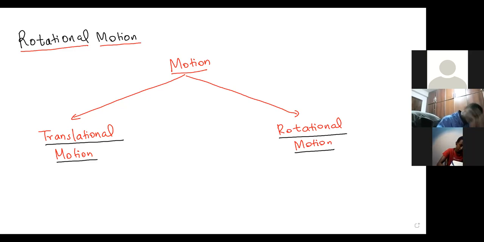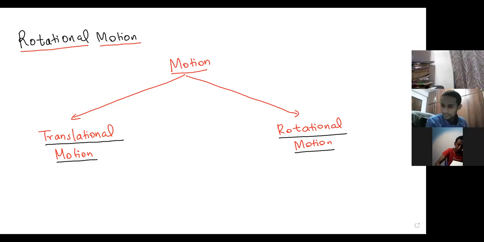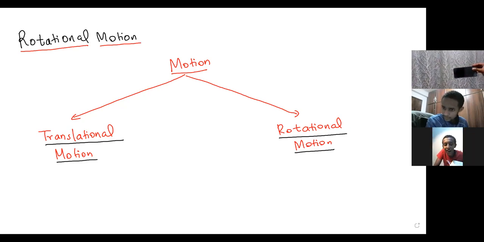So I have a small demonstration for you. A very simple, very real-life based demonstration. I hope you can see my screen now. Now let us say this phone is my object. Can you see the phone? Yes, the black phone is the object. So just try to observe the motion of the phone. Everyone, this is very important, very basic.